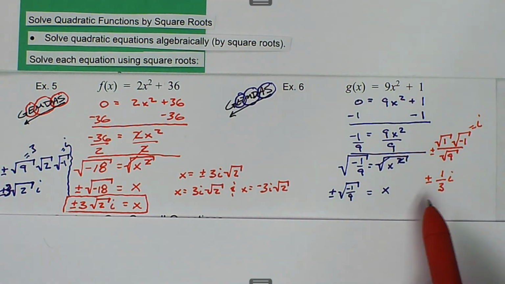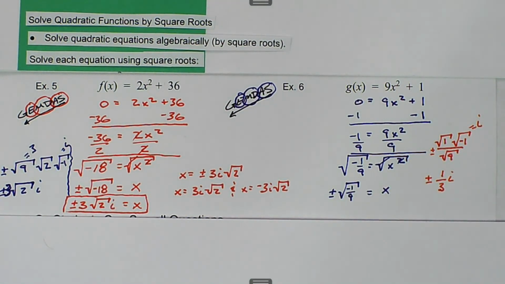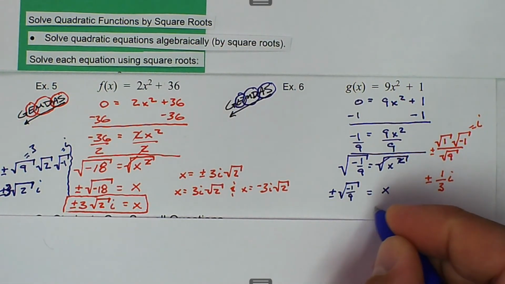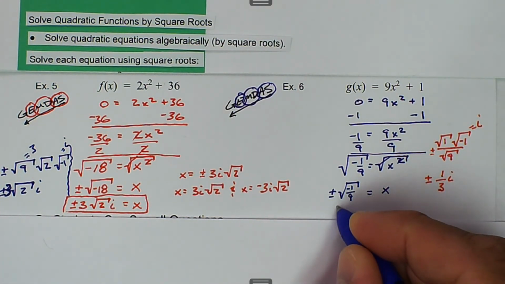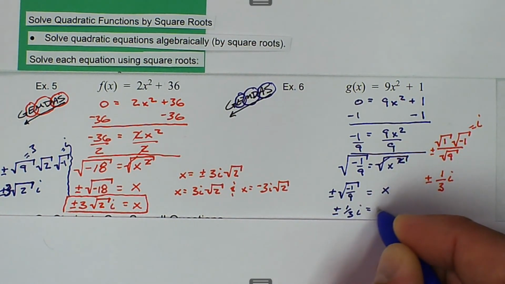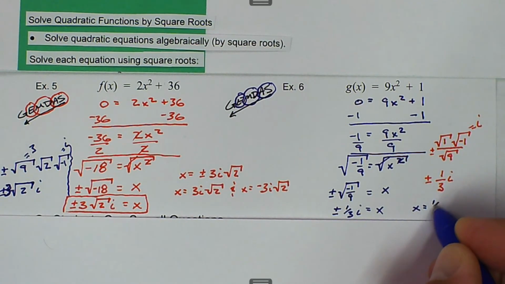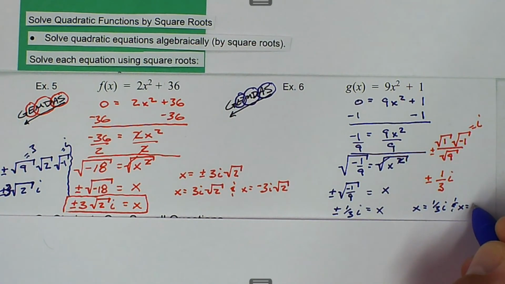So in this case, we get x is equal to plus or minus 1/3 i. Or we could write it down: x equals 1/3 i and x equals negative 1/3 i.